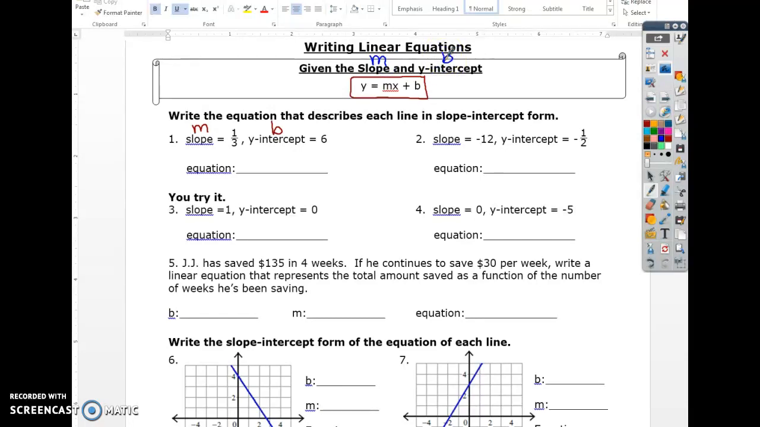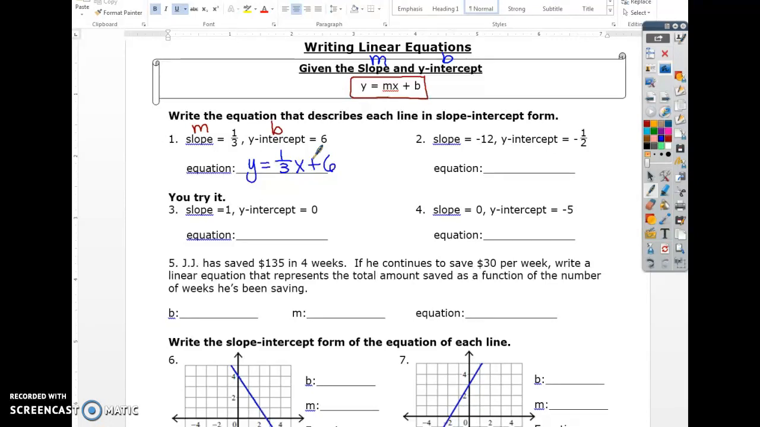So once they give you the slope and the y-intercept, it's ready to be put in the equation, which is y equals 1/3 x plus 6. The slope has the x next to it, and the y-intercept does not have an x next to it. And you learned this since intermediate, 8th grade.